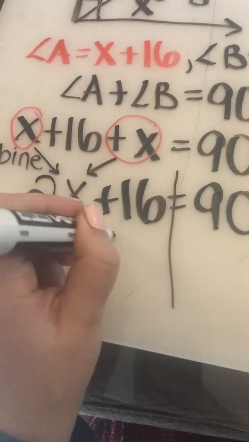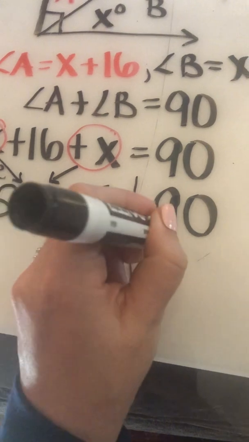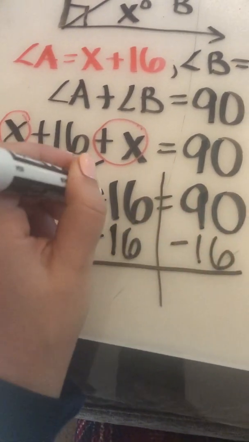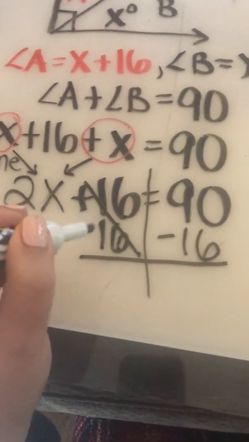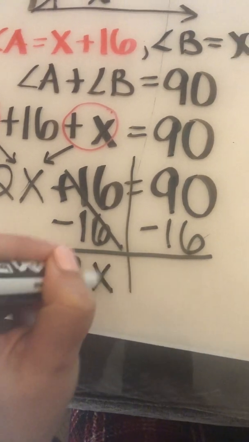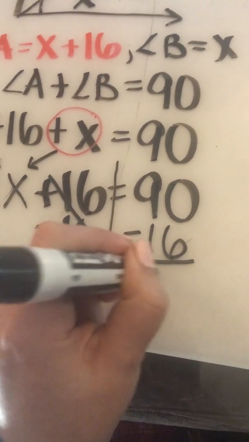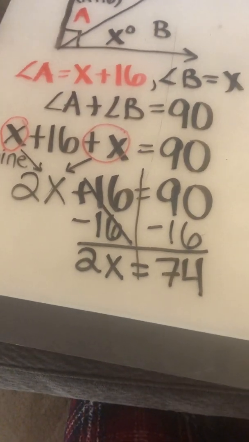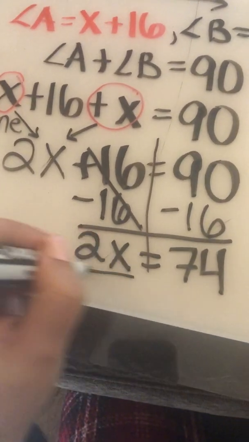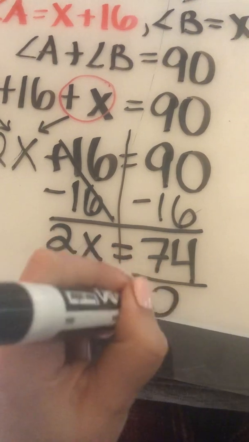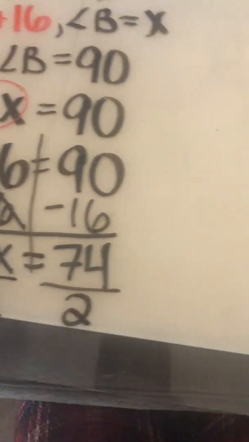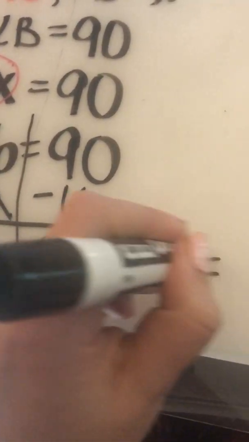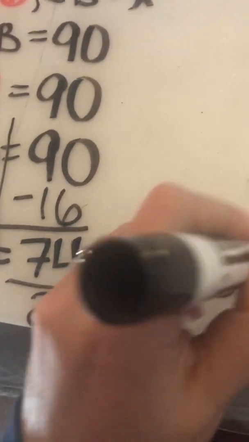So we're going to inverse the 16. I'm going to subtract 16 from both sides. I'm going to get 2x equals, this would be 74. And then we inverse one more time to get that x alone. So I'm going to divide by 2, and we'll get that x is equal to 37.